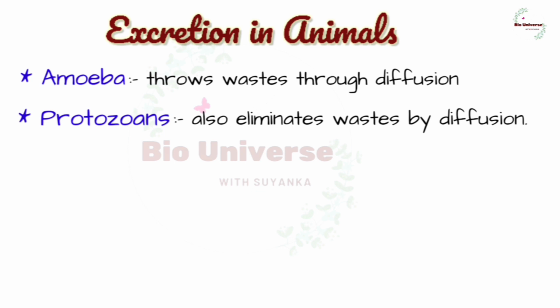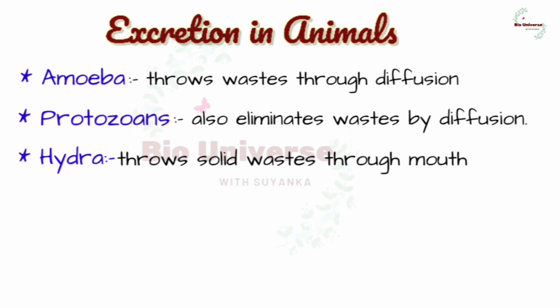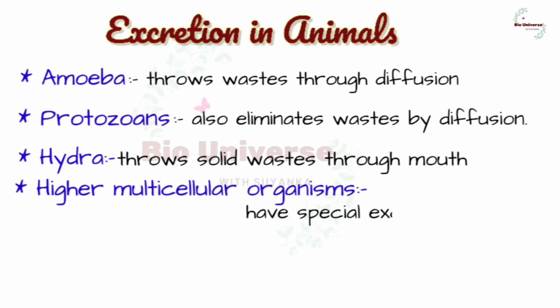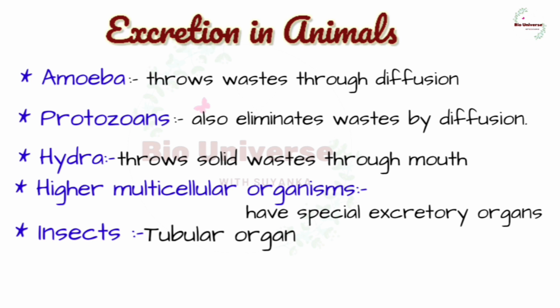Simple multicellular organisms like Hydra throw out solid waste matter through their mouth. Higher multicellular organisms have well-defined specialized excretory organs. These organs could be simpler tubular structures as in flatworms and leeches. The excretory organs of insects are also tubular. In vertebrates, the main organs of excretion and maintenance of water balance are the kidneys.